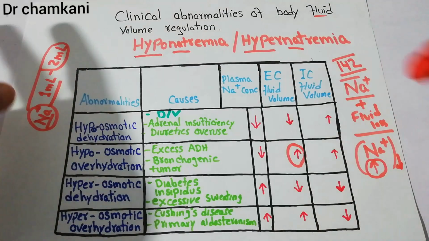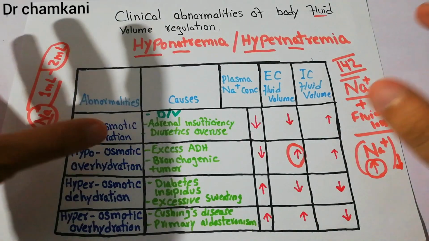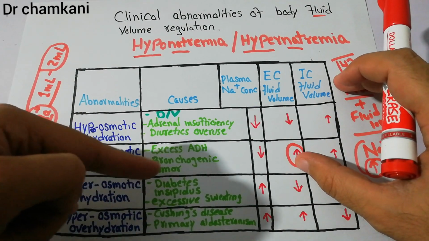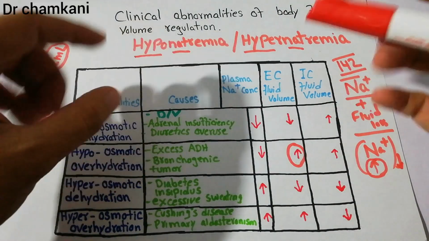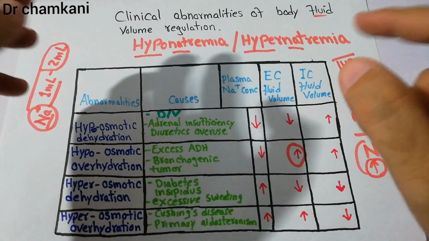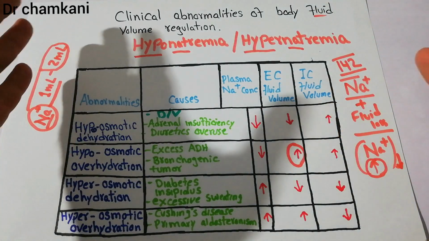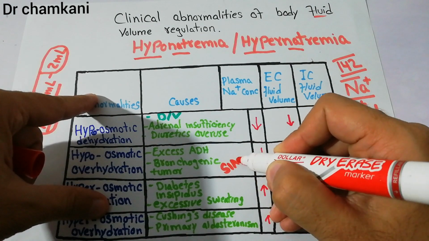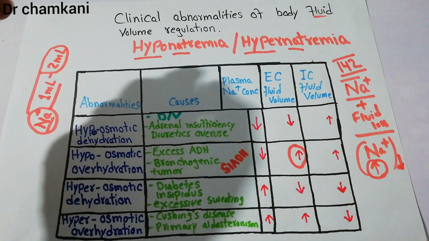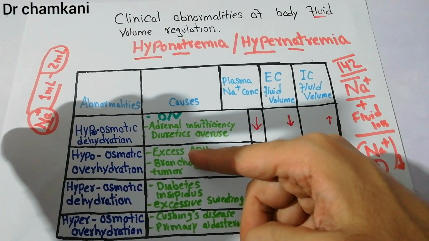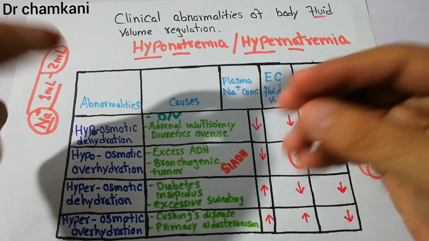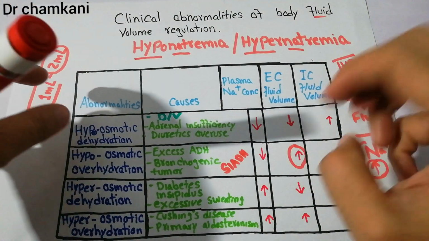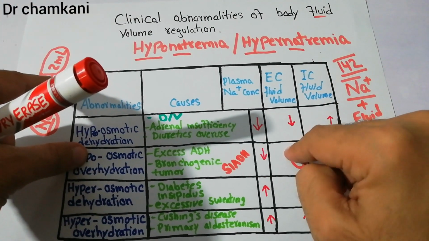Now the causes of hypo-osmotic overhydration include those conditions in which there is excessive antidiuretic hormone secretion, like bronchogenic tumors. In these tumors there is excessive secretion of antidiuretic hormone, or syndrome of inappropriate ADH secretion. It may be a tumor or it may occur in bronchogenic carcinoma. They basically lead to a lot of water absorption in the kidneys.